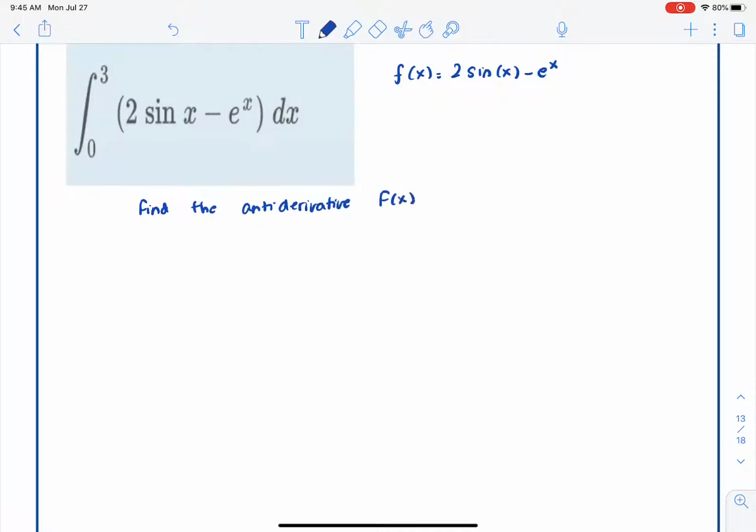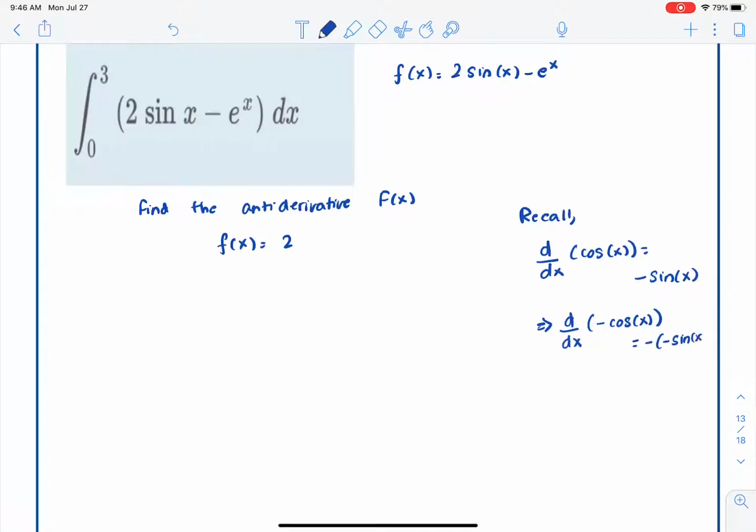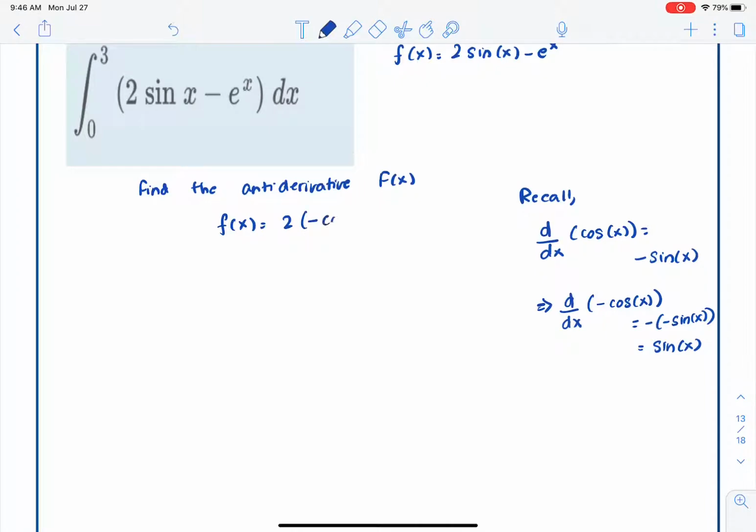What function would give us sine x when we differentiate it? Well, if you differentiate cosine x, we get minus sine x. So recall, the derivative of cosine x is minus sine x, which would imply the derivative of minus cosine x has to be minus of minus sine x, which is sine x. So this has to be minus cosine x.